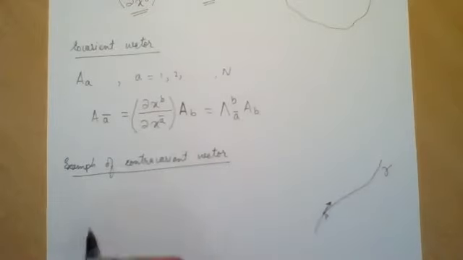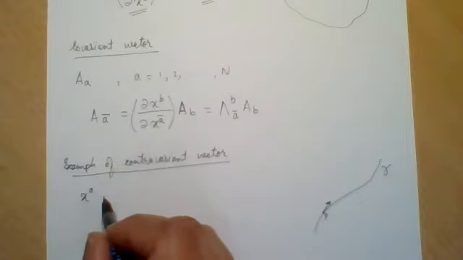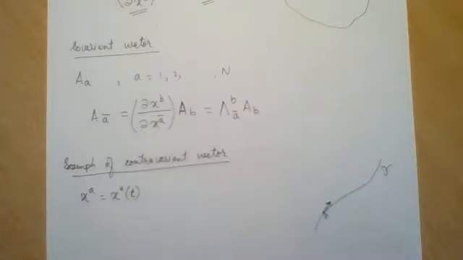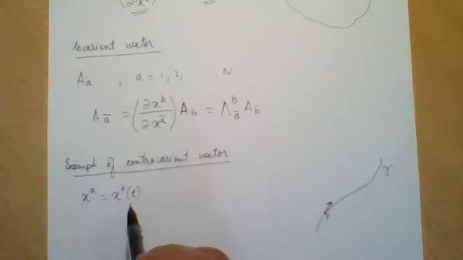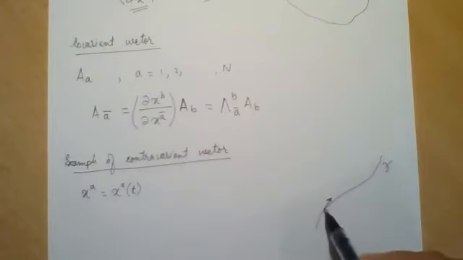This curve can be given parametrically by x superscript a equal to a function of the parameter t. t is some parameter, and these x a are the coordinates of the point P, and these are differentiable functions of t.